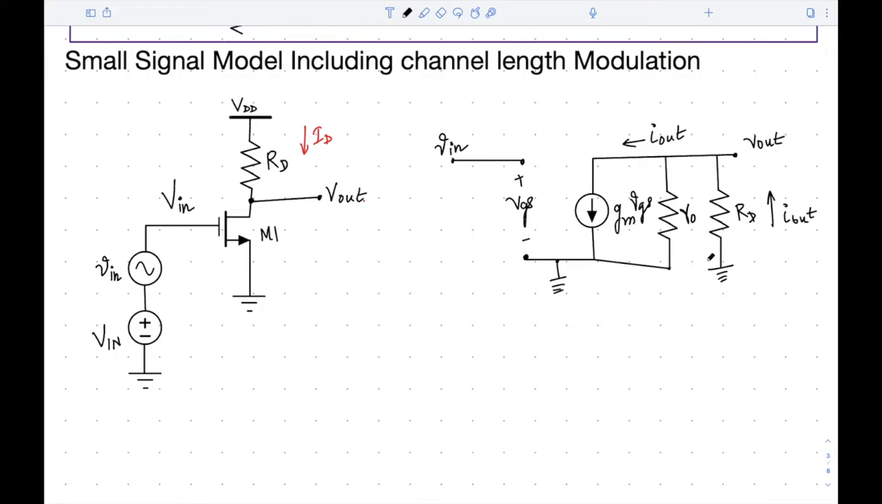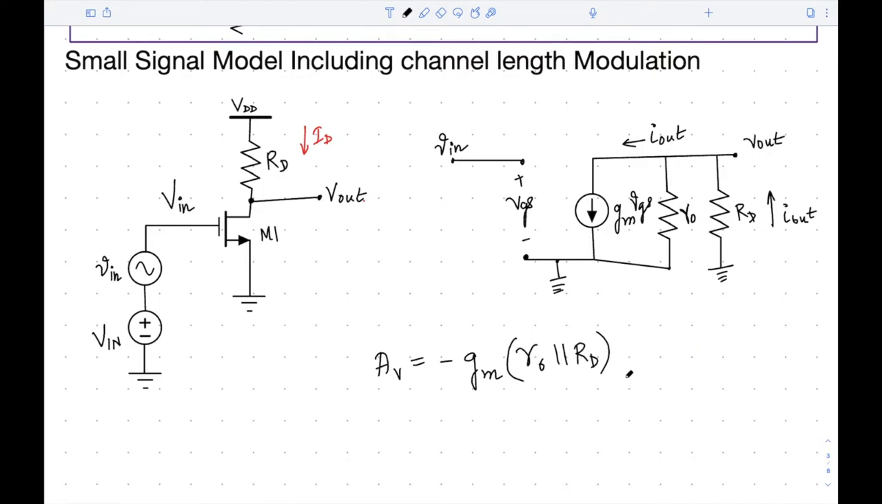So RO is now included. Because this node is grounded, in this case, I should say it's a special case, the RO and RD will come parallel. So it may not happen always, but in this case, this RO and RD comes parallel. So I can easily write that the gain can be written as minus gm times RO parallel RD. With a decrease in RO, you can see that the gain decreases.